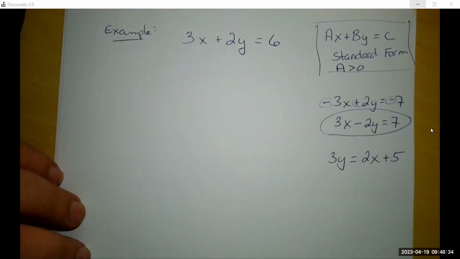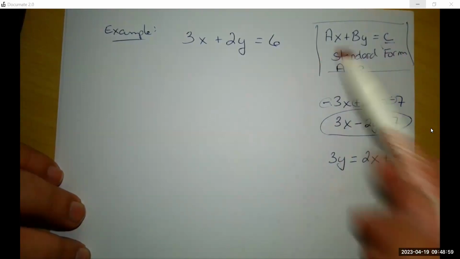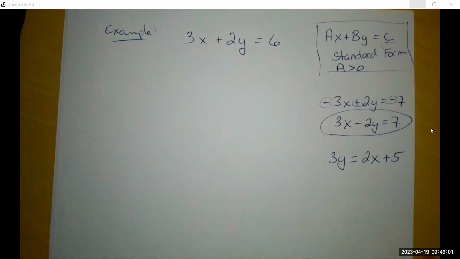So put the answer in standard form. Or rewrite this in standard form. How would you do it? Everything? No, not everything. What does standard form look like? So that means you have to have no X's or Y's on that side, everything else on the other side. Do you have that?